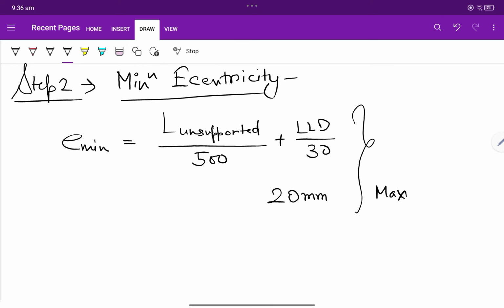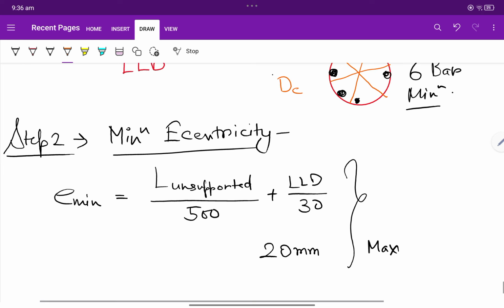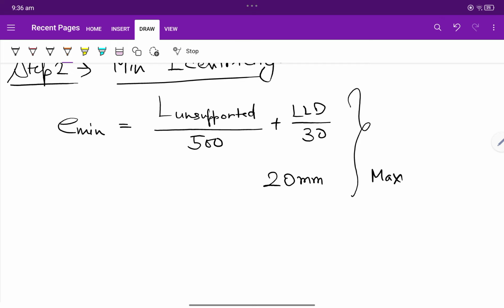Now we again have to check. See here, previously in a rectangular column there were two directions, x and y, but in a circular column there will be only one direction. There are no two dimensions. The diameter of the circular column is the same everywhere. If you measure it from here, this diameter is the same, and from here it is also the same. So e minimum will be calculated in one dimension only. Same, the check for minimum eccentricity.